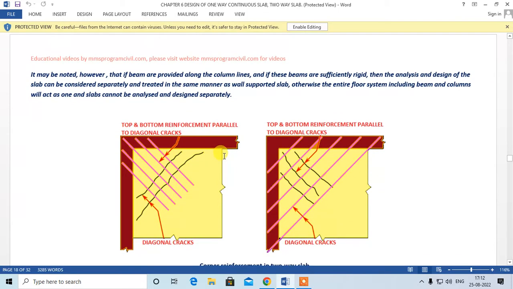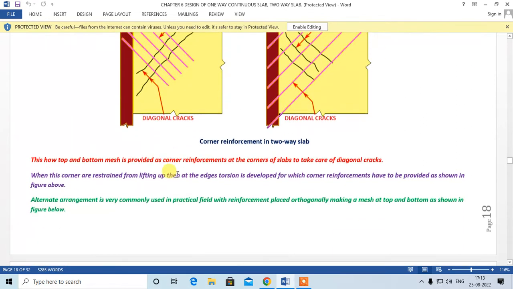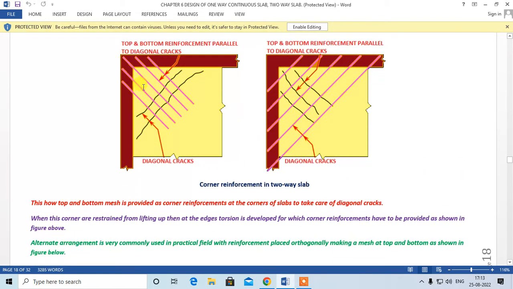So the basic assumption is that the slab is supported on a rigid support. Then only can you do the design and analysis of the slab separately. But if the support is flexible or elastic, then you will have to do the analysis and design of slab, beam, and column together as one unit, as in the case of a flat slab. So this is one type of reinforcement orientation that you can give at the corners.